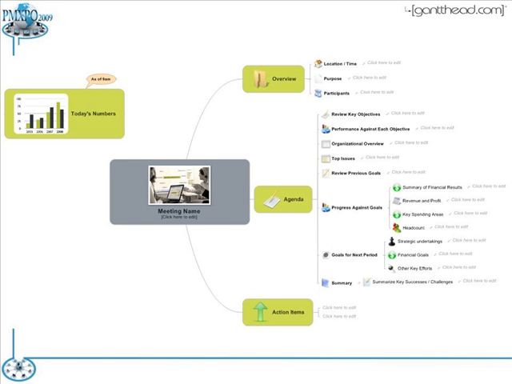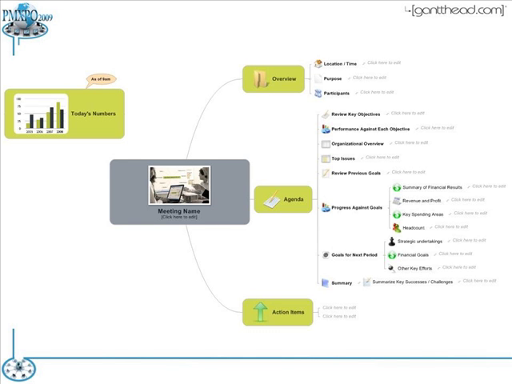Here with this template, you see in the center is the core name of the meeting. You have a quick overview that covers common administrative information about the meeting: location, time, purpose, participants. And then you get into the actual agenda of the meeting, where you review the key objectives, performance against those objectives, the organizational overview, any top issues, and any of the previous goals. Really, you're building out the agenda topics that you want to cover within your given meeting.